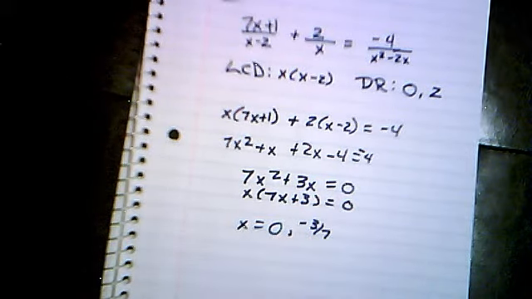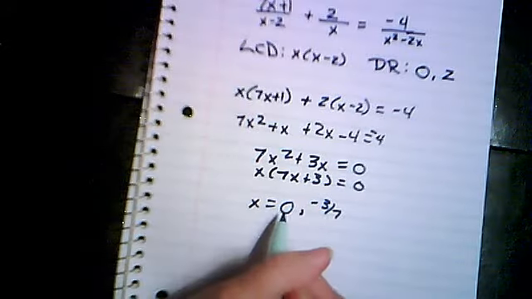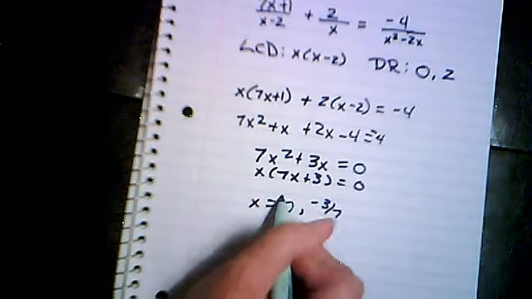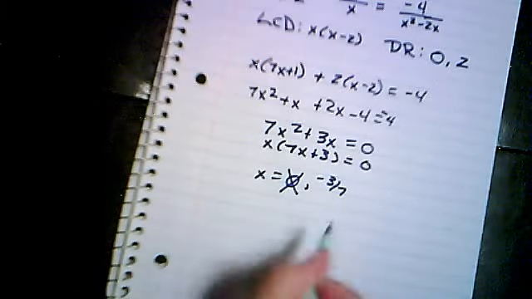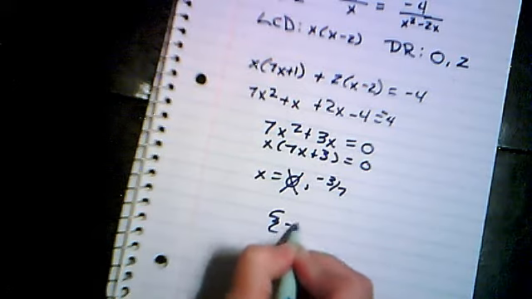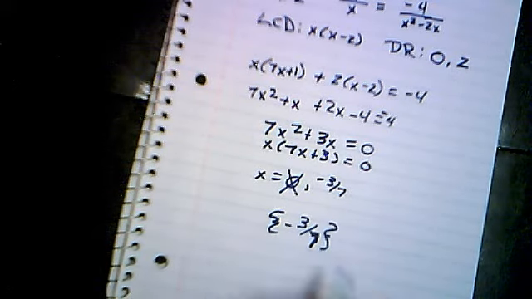Now, I go back and I look at my domain restrictions. I'm not allowed to use 0, and I'm not allowed to use 2. But one of my solutions was one of my domain restrictions, which means I'm not allowed to use that. Because if x happens to be 0, then I'm going to have an undefined, and we definitely do not want an undefined. So I have to exclude that, which means that my only solution is negative 3 over 7.